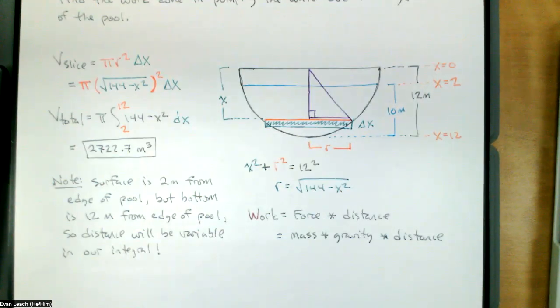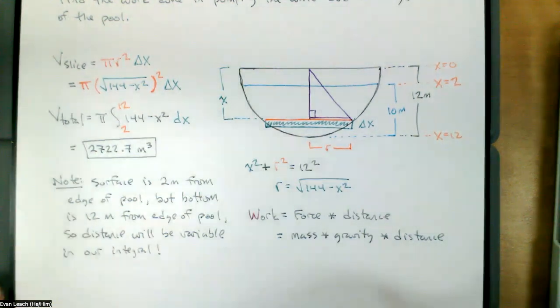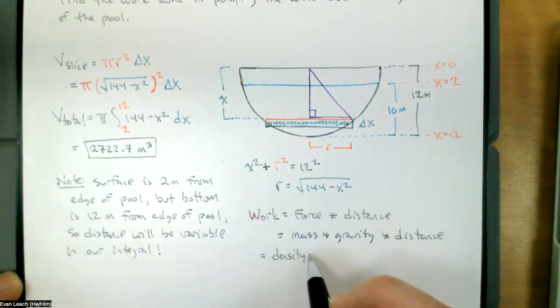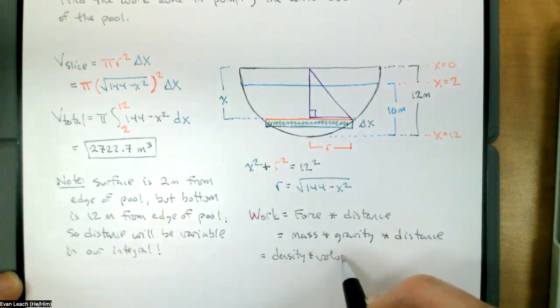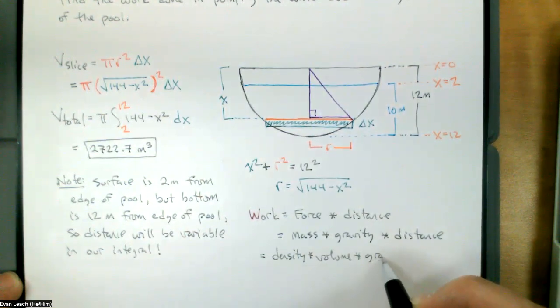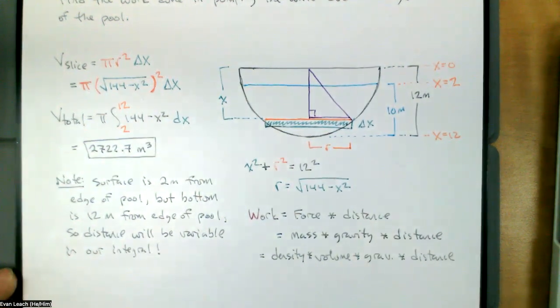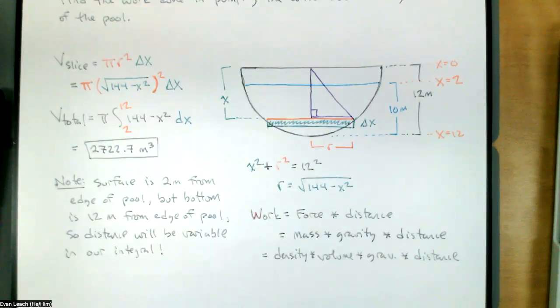We have an expression for the volume of the water, so we need the density to get the mass of the water. So the mass of the water will be density times volume, times gravity, times distance. Density is our constant, 1,000 kilograms per cubic meter. Volume, we have an expression for. Gravity is constant because we're not moving things so far that gravity will be different. And distance is a variable.